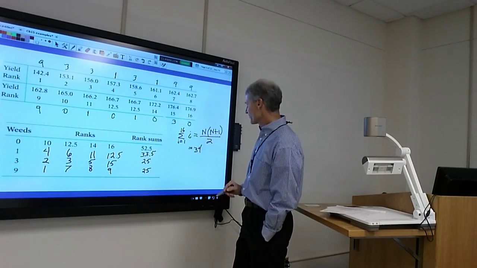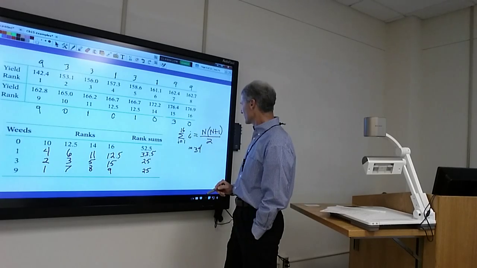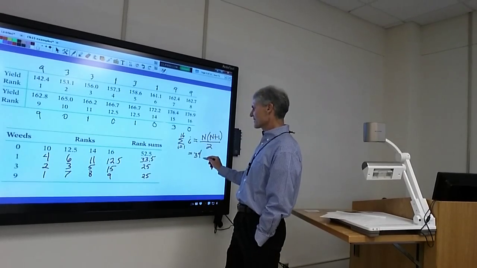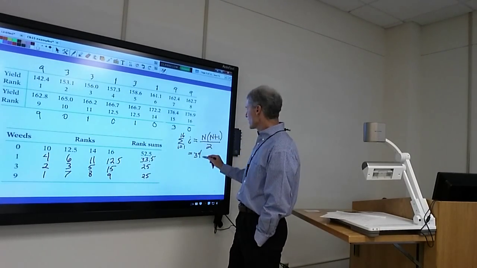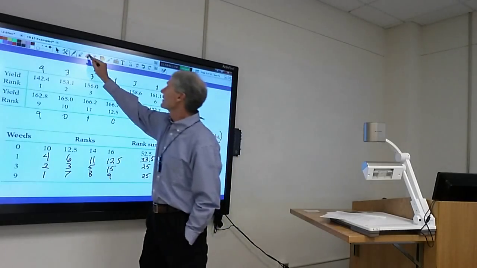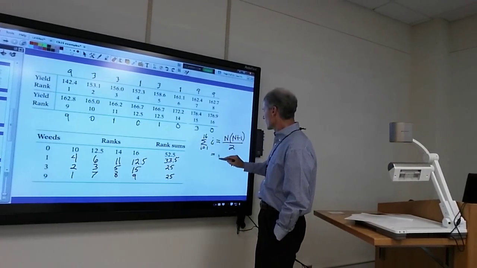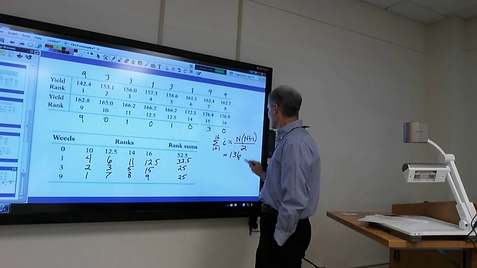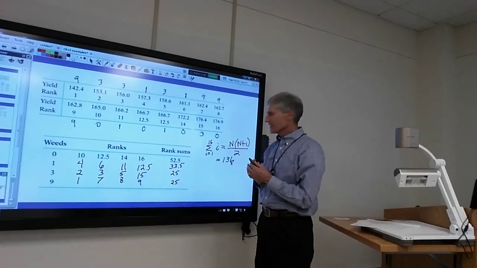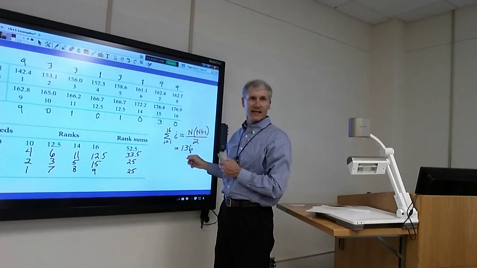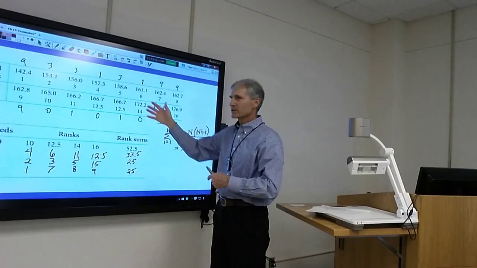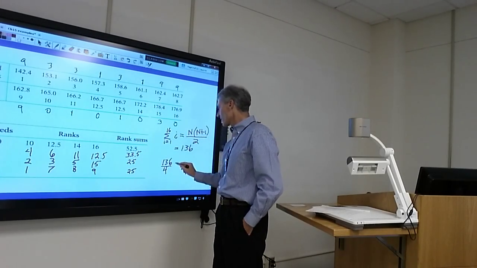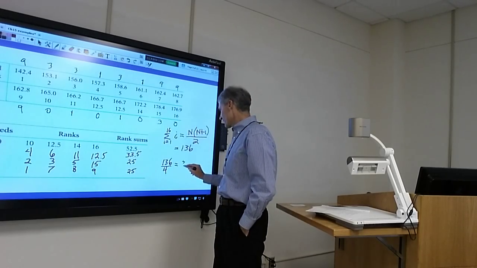That'll give you 136. That's not right, so that should be 136. And then you divide by 4 again. So the total available ranks is 136, right? And then you expect them to be equally distributed amongst the 4 groups. So if you take 136 divided by 4, now you get your 34.